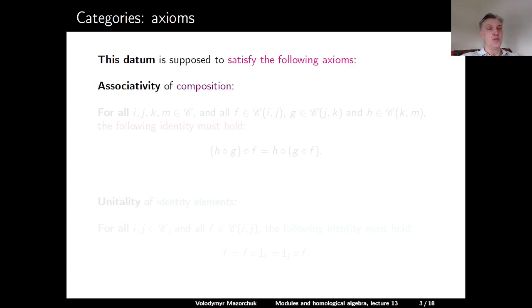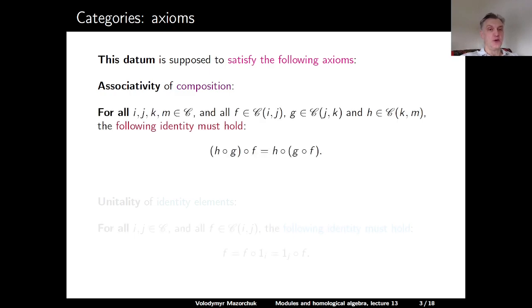First of all, composition should be associative. This means that for all objects i, j, k, and m in C, for all morphisms f from i to j, for all morphisms g from j to k, and for all morphisms h from k to m, the following identity must hold. If we compose the composition of h and g with f, the outcome should be the same as if composing h with the composition of g after f.